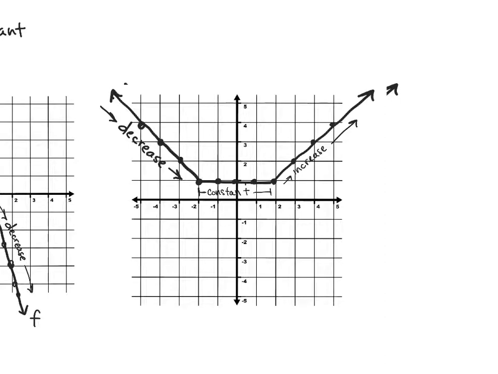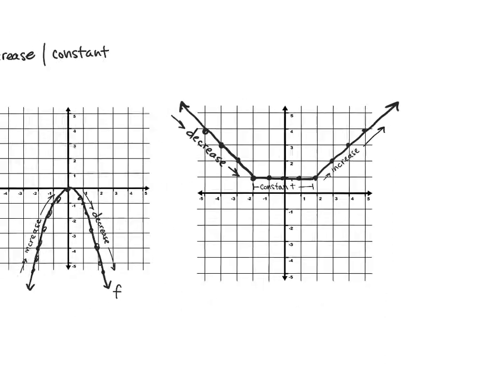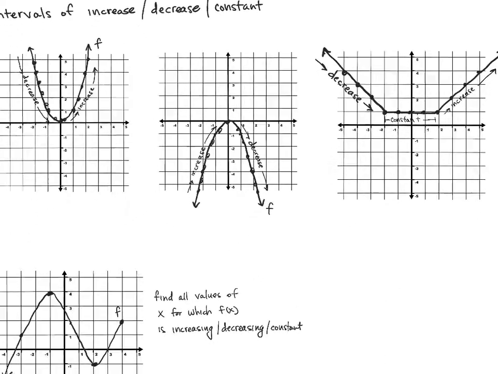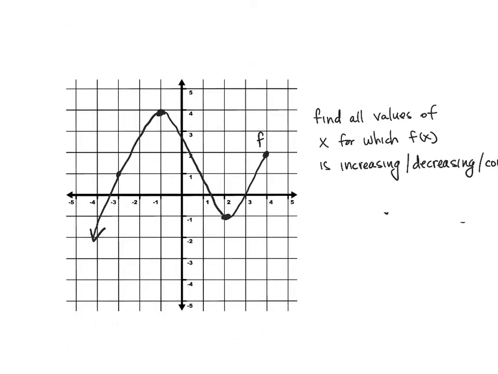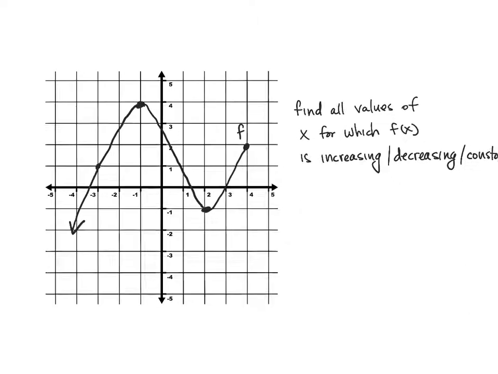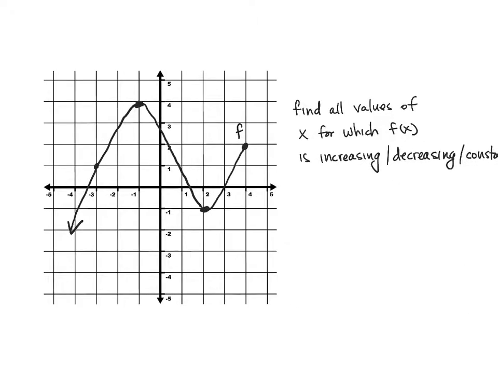So what we try to identify in this part of the lesson are portions of the graph on which a function is increasing or decreasing or constant. So for example here, find all values of x for which the function is increasing, decreasing, or constant. And this is going to use interval notation like we did up above with domain and range. So first I'm going to identify the intervals where the function is increasing.